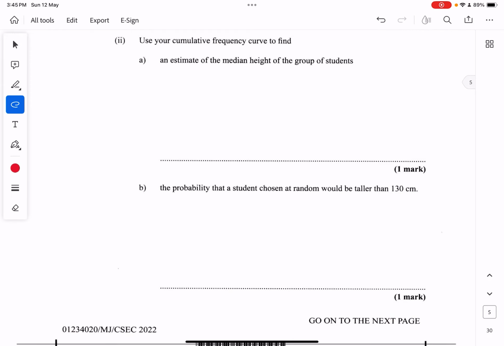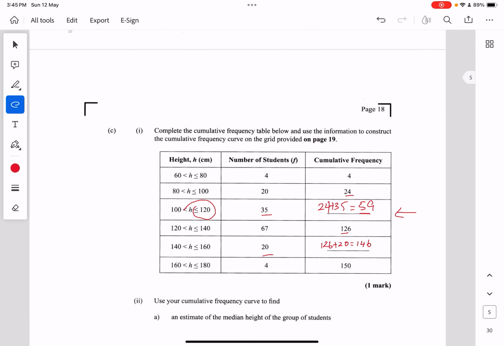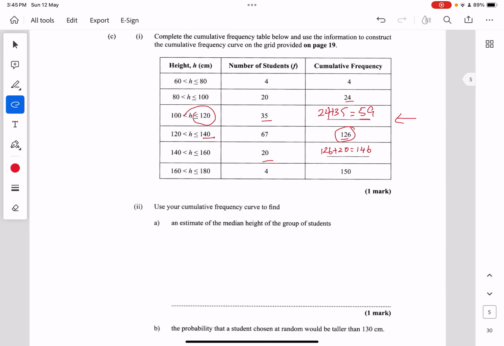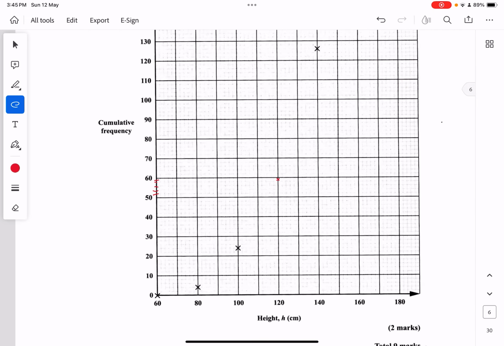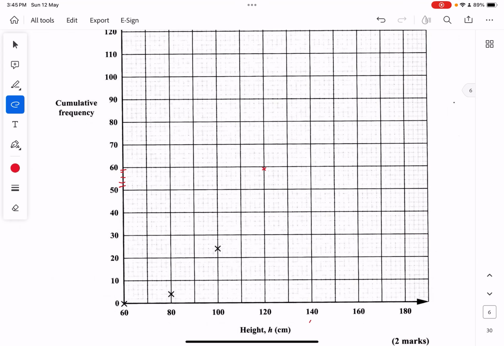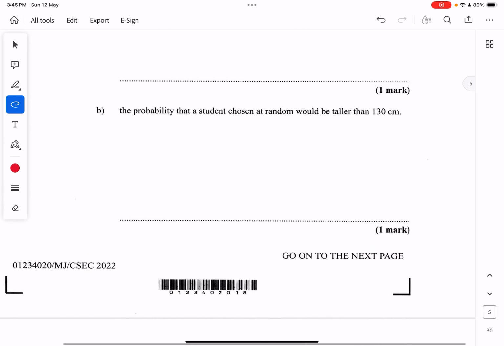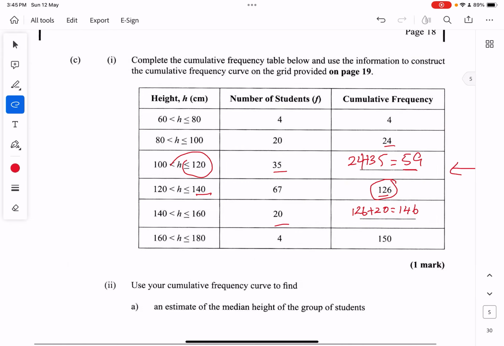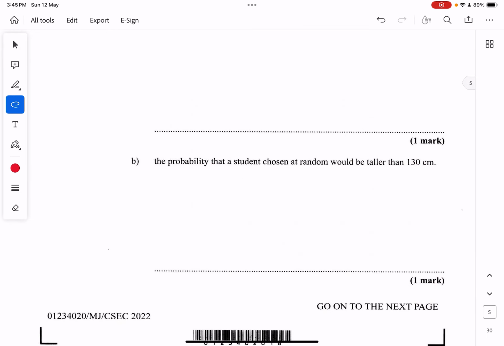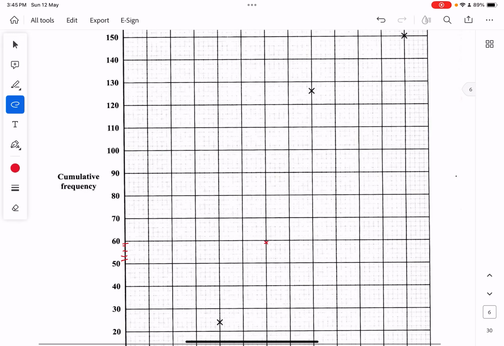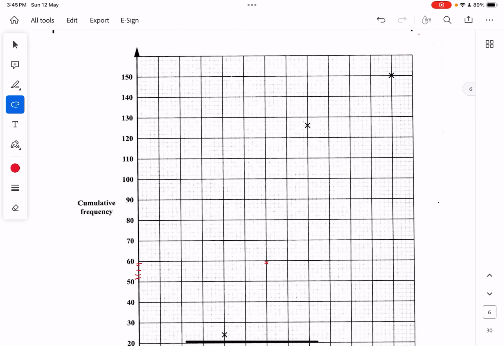The fourth point is 140 on our x-axis. So 140 on our x-axis and 126 on the y. 140 on the x, which is here, and I can't remember, was it 26 or 126? 126. Is that one plotted for us? Yes, that one is plotted for us.